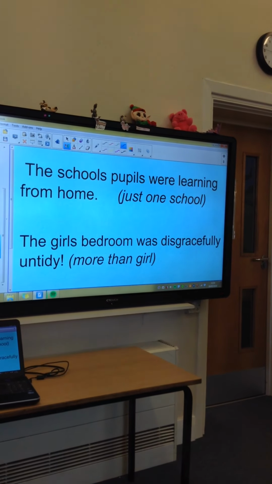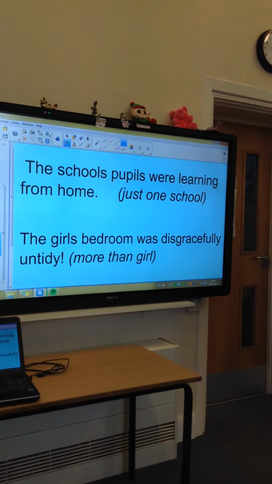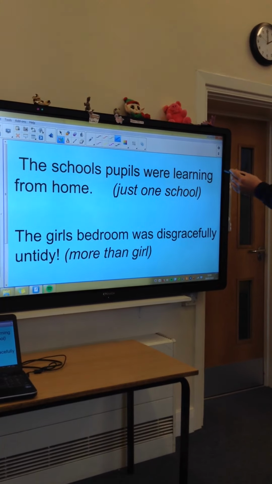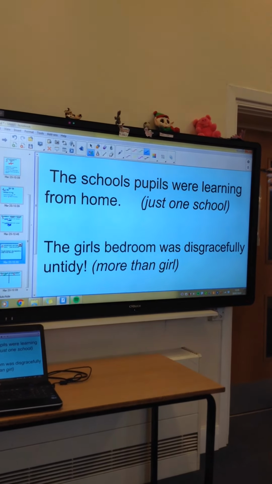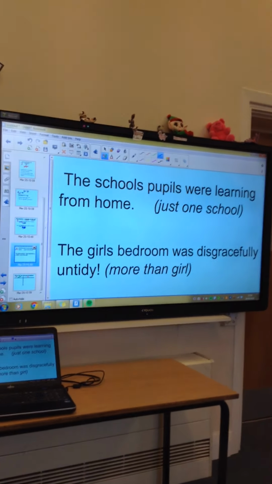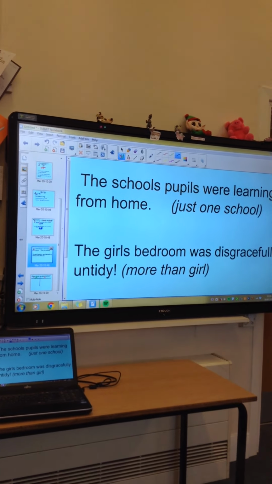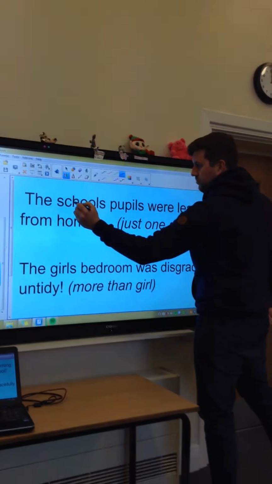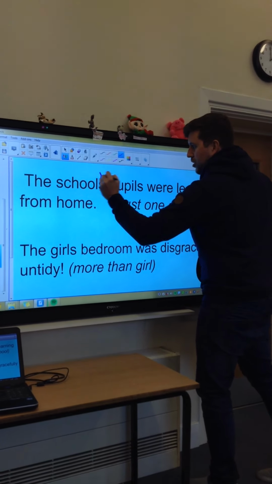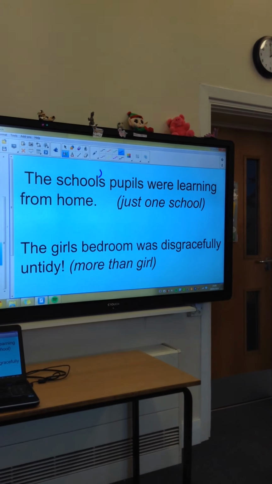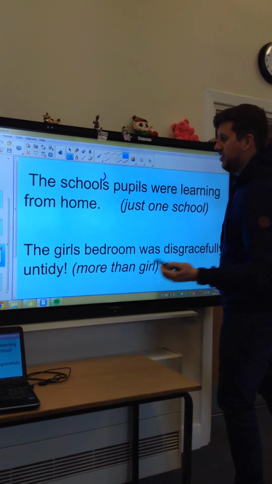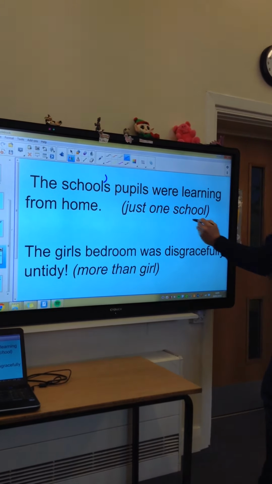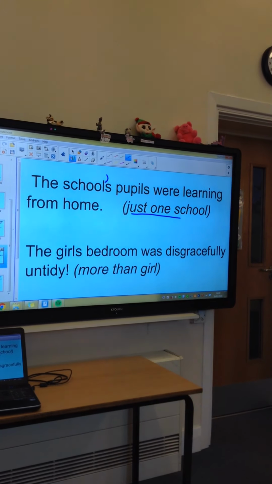So the first one, the school's pupils were learning from home. Very true. But this is just one school we're talking about. So have a look, where is the apostrophe going to go in the word school? Remember, just one school, so therefore the school apostrophe s pupils. If it was more than one school, the schools' pupils across the town, then the apostrophe would go after there, but it tells us here what we need.